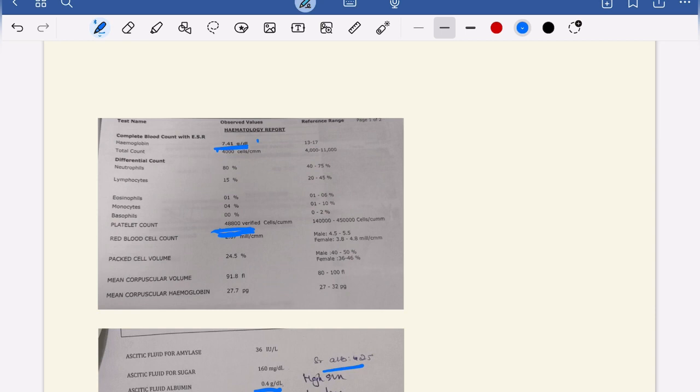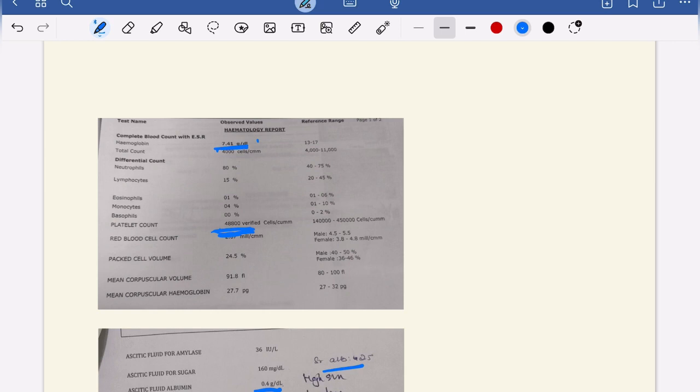The book also mentions that in cases of CLD or cirrhosis, if you find a normal platelet count, you have to start working up for hematological abnormalities like myeloproliferative diseases. So that significant is the platelet count in cases of cirrhosis or chronic liver disease.